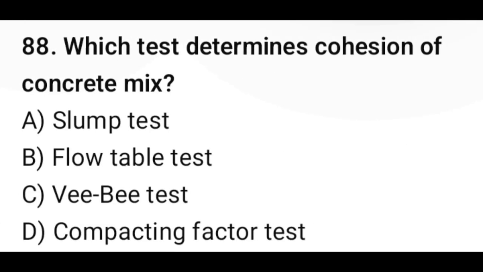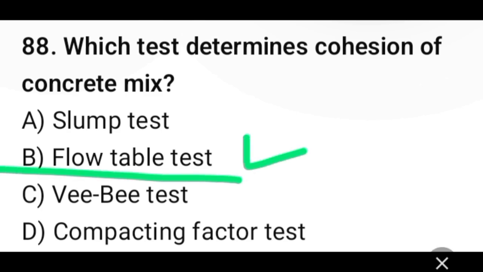Next question. Which test determines cohesion of concrete mix? Option A slump test, flow table index, VB test, compaction factor test. So the right answer is option number B, flow table test.